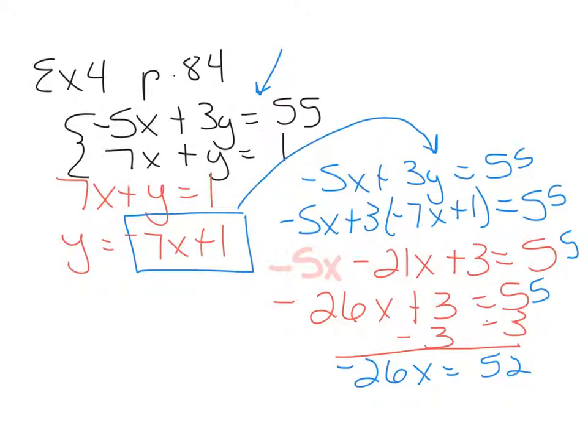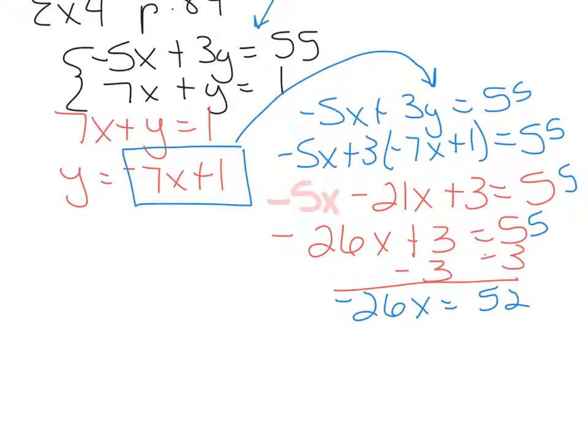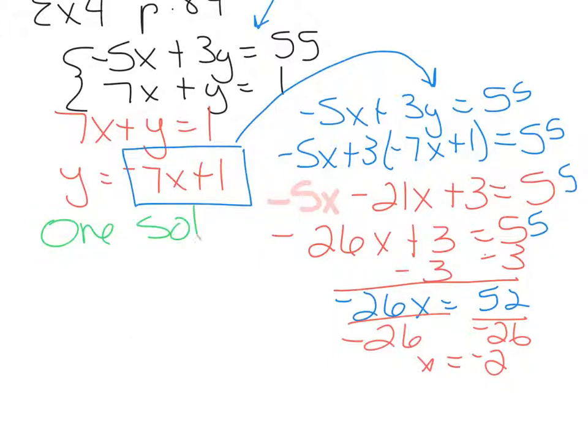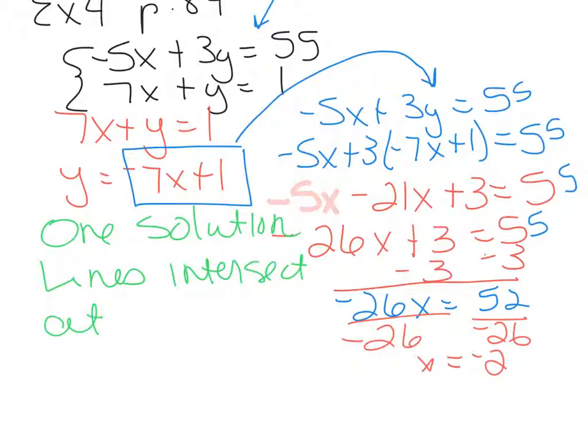All right, so now we need to divide by negative 26, and we end up with x equals negative 2. After you do all of this substitution, if you get a value for one of the variables, that means there's one solution. That the lines intersect at one point, and that point has an x-coordinate of negative 2. Next, you need to find the y-coordinate for that one point.